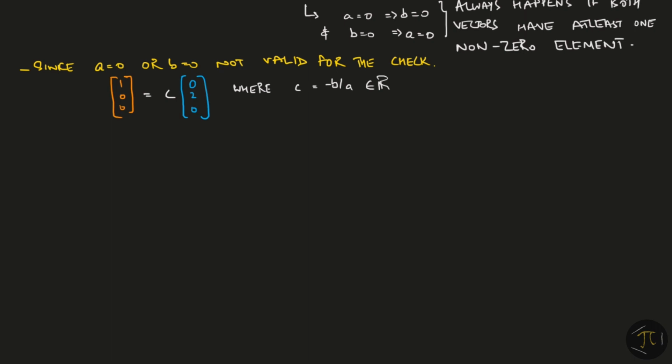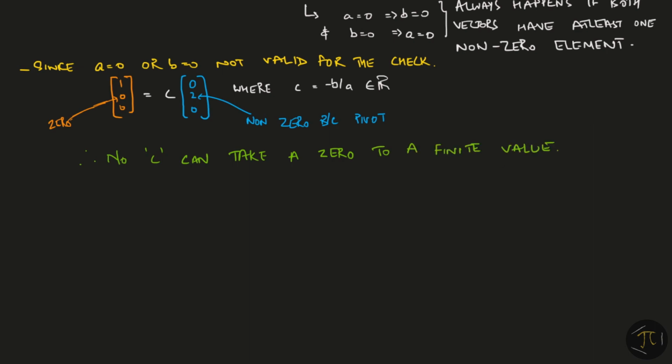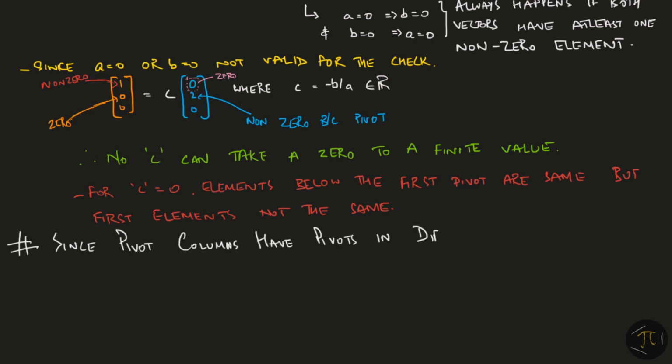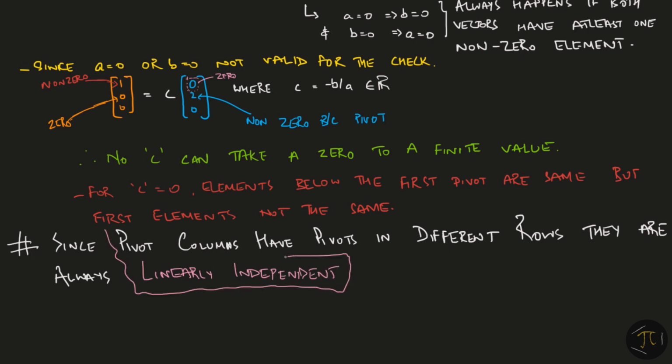Now I'm looking for a C that makes this equation true. The second element is 0 on the left, but a non-zero on the right because it is a pivot. No C can take a 0 to a finite value. For C equal to 0, elements below the first pivot are the same, but the first elements won't be the same in that case. Since pivot columns have pivots in different rows, they are always linearly independent.